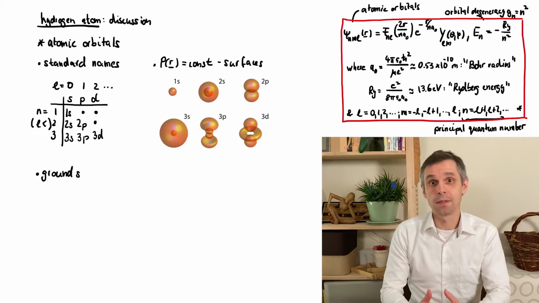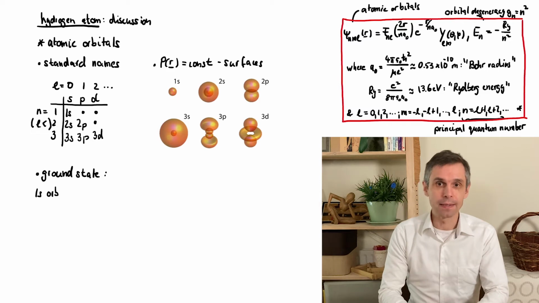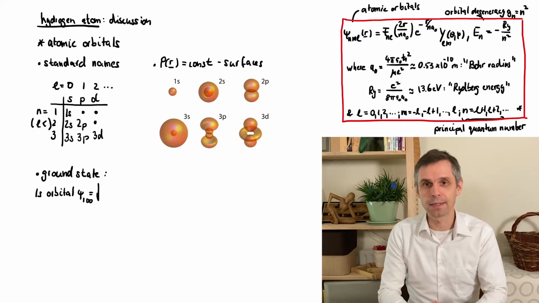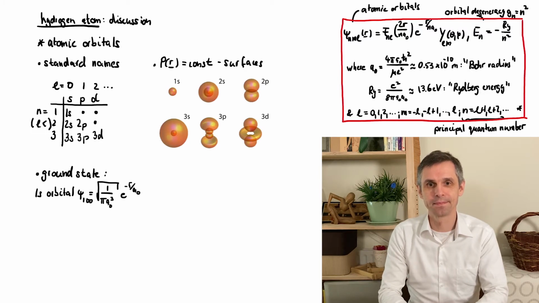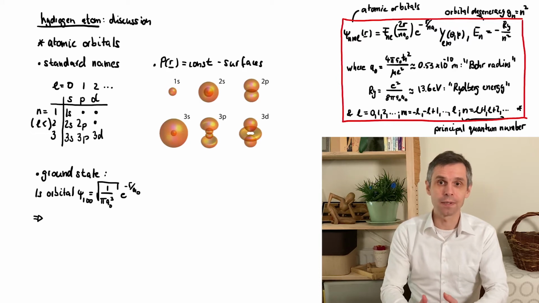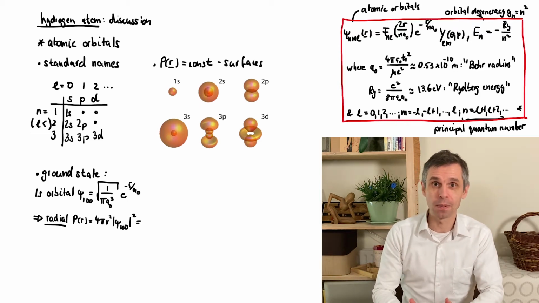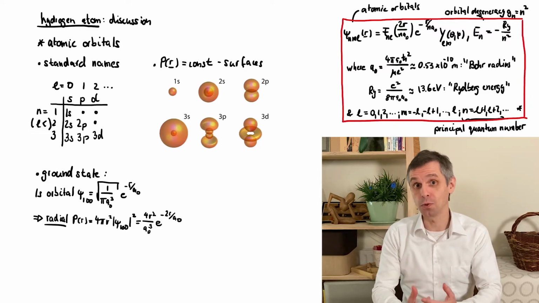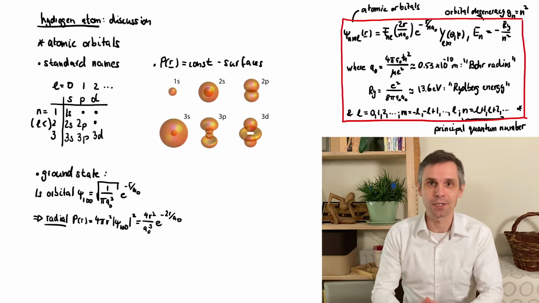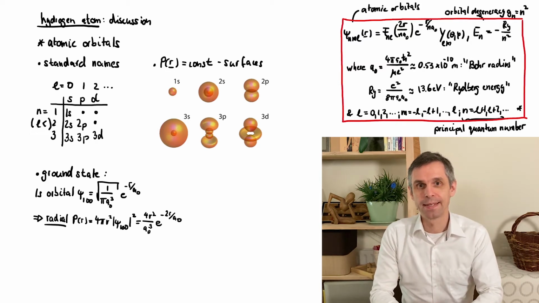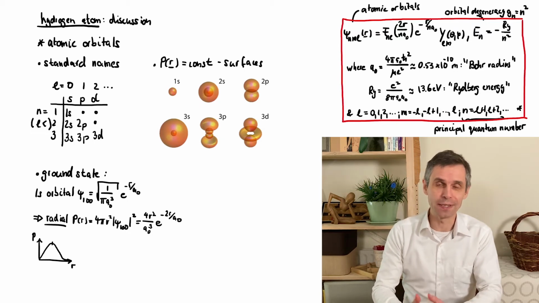In the ground state we only have the one s orbital, and when we write it down we see that this simply decays exponentially with the radial distance. This then translates into a corresponding decay of the probability density. What I write down here is the radial probability density, which has an extra factor of 4 pi r squared, because here we just ask about the likely distance of the electron to the proton, irrespective of the direction. And now, as indicated in the sketch, this has a maximum when r equals the Bohr radius.